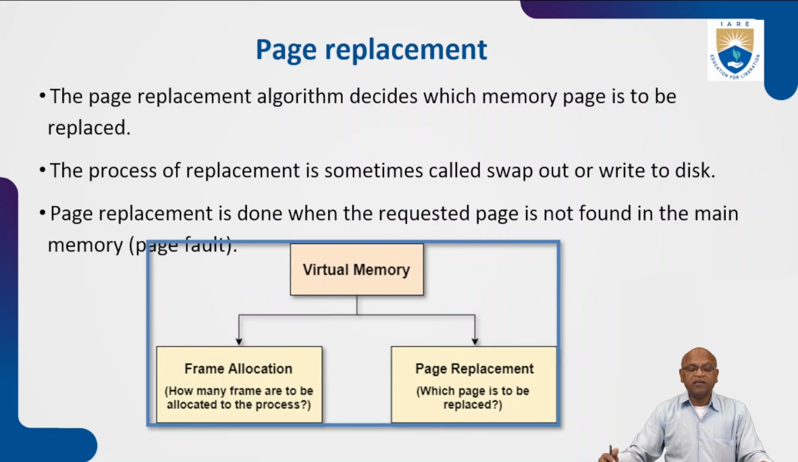So the page replacement algorithm decides which memory page is to be replaced. The process of replacement is sometimes called swap out or write to disk. Page replacement is done when the requested page is not found in the main memory, a page fault. The virtual memory, the page replacement, frame allocation.